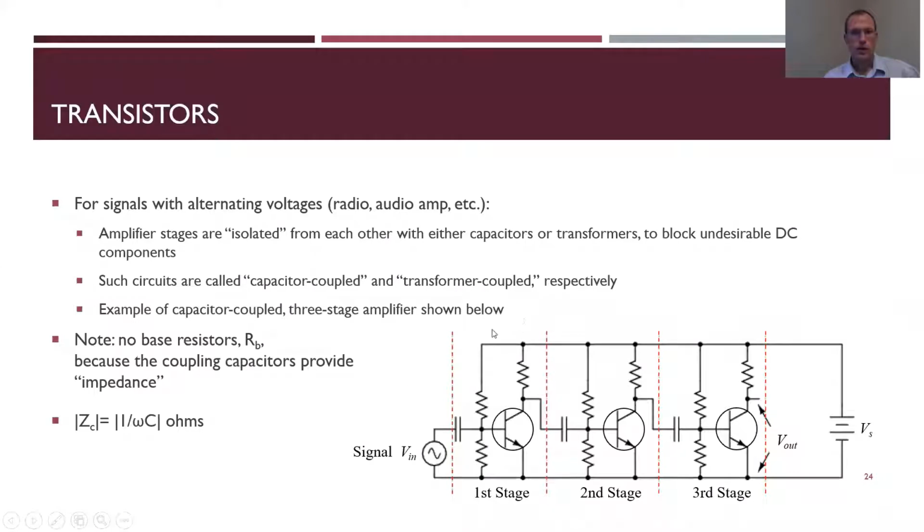And here we don't have any base resistor. In the previous one we had a base resistor to provide some impedance. In this case, we don't need to provide the impedance because capacitors can provide impedance as well. So they're not only blocking that DC component, but also doing the job of the resistor to provide impedance.